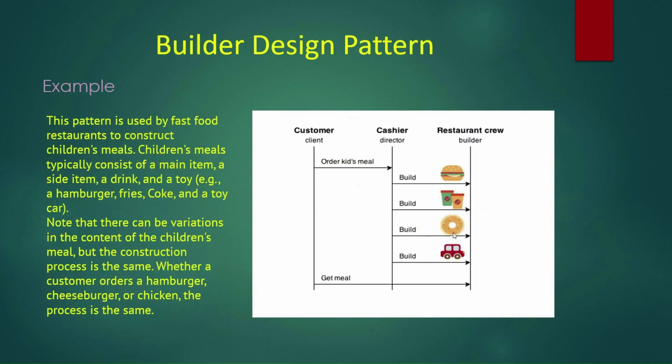We'll take one more example. This pattern is used by a fast food restaurant. So if you see, the customer, right, the cashier is the director and the restaurant cook is the builder. Okay. So when we give the order, right, for the kids meal, it builds the burger, right, and builds any other things like Coke, fries, okay, and you can get the meal.